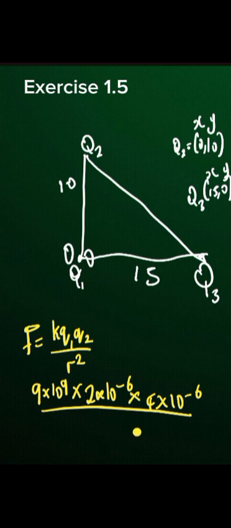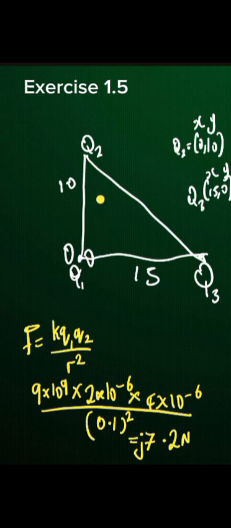10 cm, right? So that will be 0.1 square. And if you do that, you will have an answer like 7.2 Newton. Now, this 7.2 Newton in component form, since it's toward the y-axis under vectors, is also called the J component. So this will be J, right?